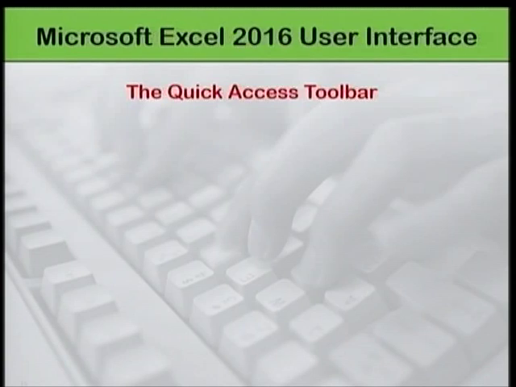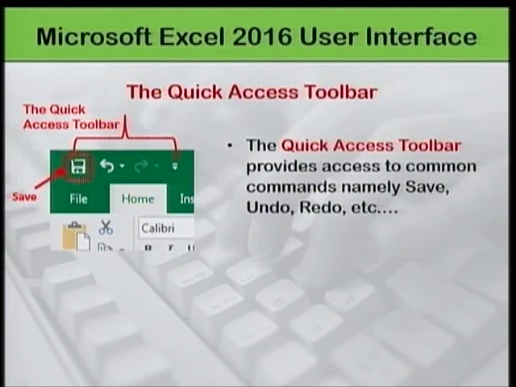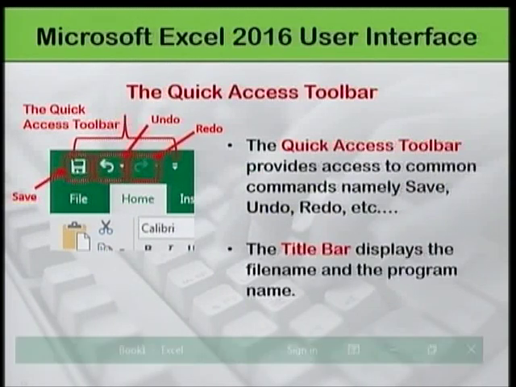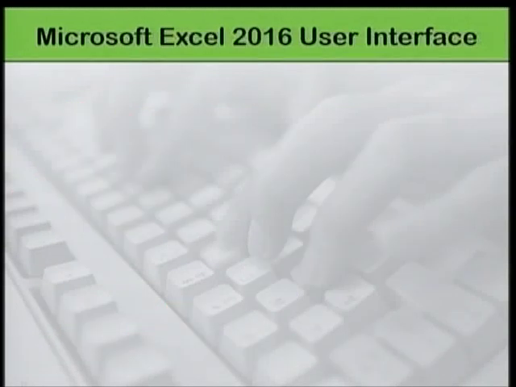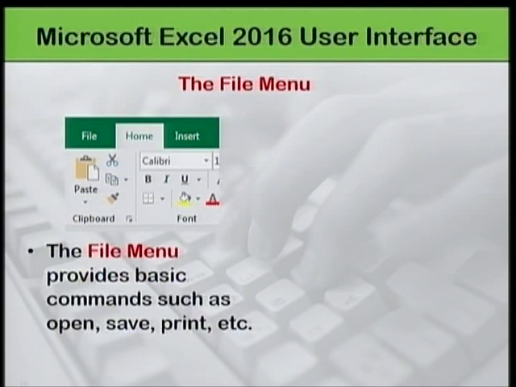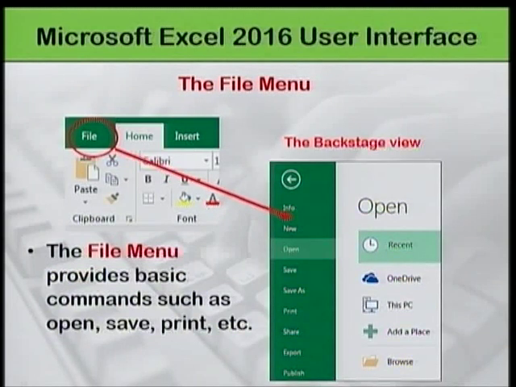The Quick Access Toolbar. Located just above the ribbon, the Quick Access Toolbar allows you to access common commands no matter which tab is selected. By default, it includes the Save, Undo, and Redo commands. The title bar displays the file name and the program name at the top of the screen. The File menu. Clicking on the File menu gives you access to the Backstage view. Here, you will find the basic commands such as Open, Save, and Print.